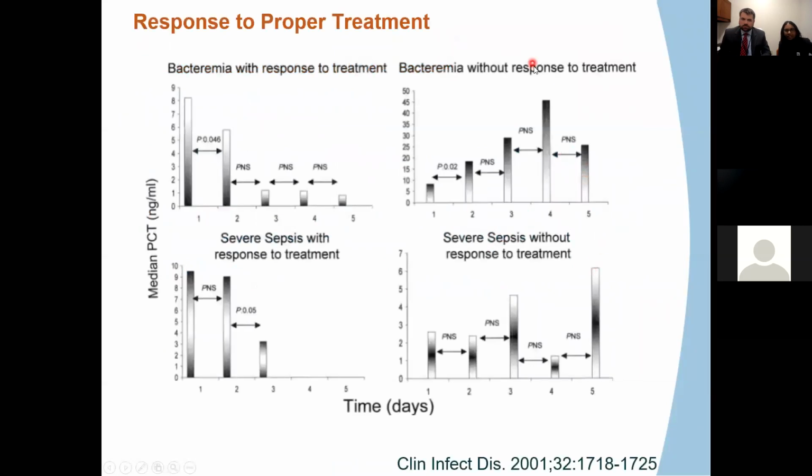I really like this slide because you can see bacteremia with response to treatment, really elevated procalcitonin, and it comes down really nicely. But the next graph shows bacteremia without response to treatment. The procalcitonin continues to go up and stay high. So, get the patient on the right treatment, and we're going to get the procalcitonin down. Again, pretty similar on the bottom graphs too: severe sepsis, response to treatment, and no response to treatment. If it responds to treatment, your procalcitonin is going to come down. But if it's not going to respond, it's going to stay high.